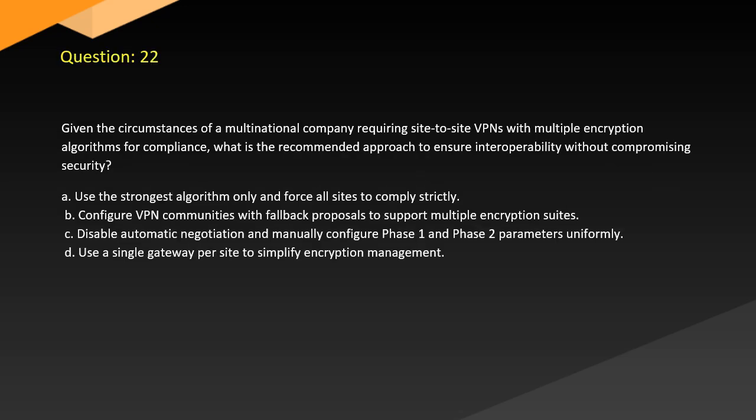Question 22. Given the circumstances of a multinational company requiring site-to-site VPNs with multiple encryption algorithms for compliance, what is the recommended approach to ensure interoperability without compromising security? A. Use the strongest algorithm only and force all sites to comply strictly. B. Configure VPN communities with fallback proposals to support multiple encryption suites. C. Disable automatic negotiation and manually configure Phase 1 and Phase 2 parameters uniformly. D. Use a single gateway per site to simplify encryption management.